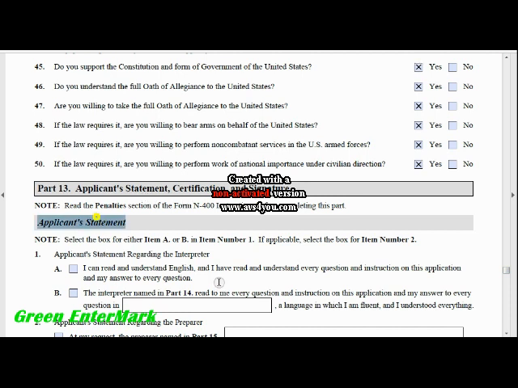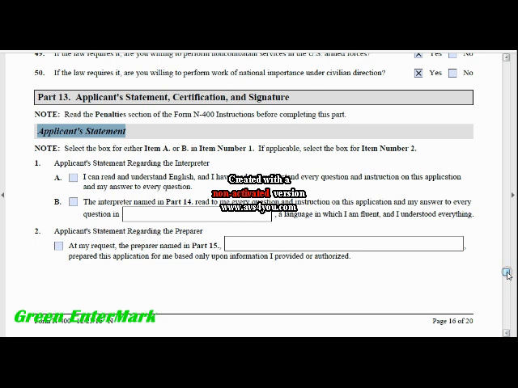Okay, this is Part 13. You have to give the statement that you are giving the answers and filling out this form only on the truth and to the best of your knowledge. I can read and understand English, and I have read and understood every question and instruction on this application and my answer to every question.